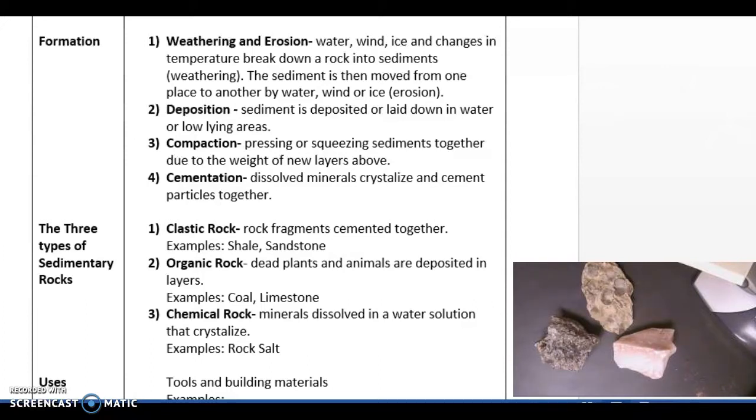Step 2 of the formation of sedimentary rocks is the deposition. The sediments are deposited or laid down in water or in low-lying areas. 3 is compaction, where they're pressing or squeezing the sediments together due to the weight of one layer above new layers. So they pile and pile and pile. Cementation is when the dissolved minerals are crystallized and cemented together.